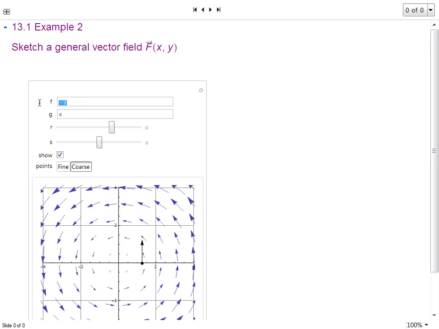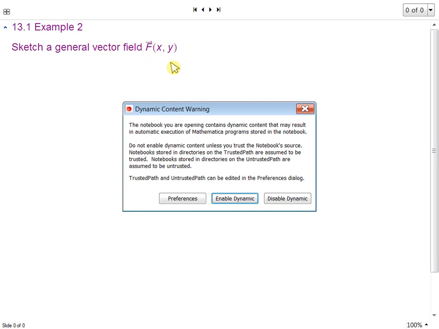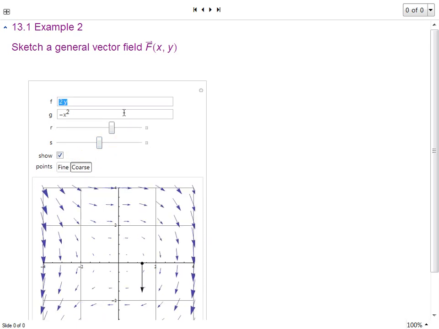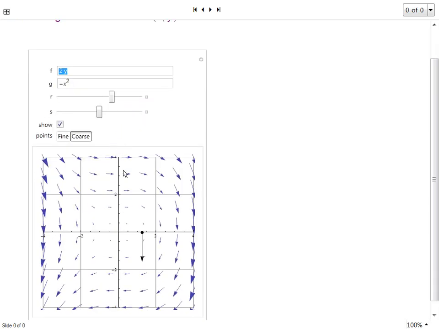Go ahead. What do you want the vector function to do at the ordered pair? 2y here, and then what do you want for the other one? Negative x squared? Sure. Okay. That's what that one looks like.